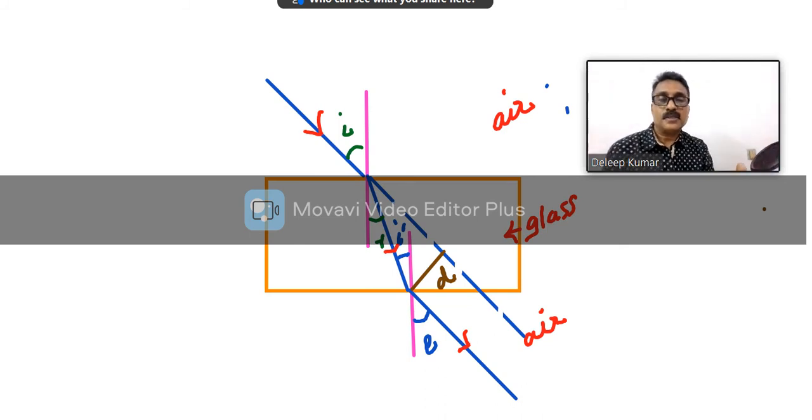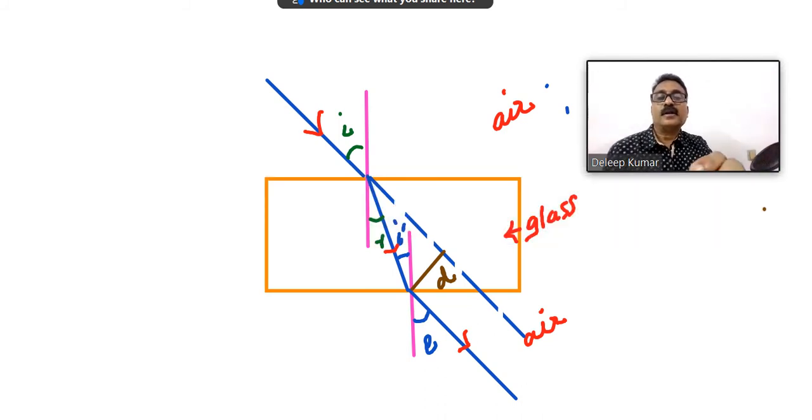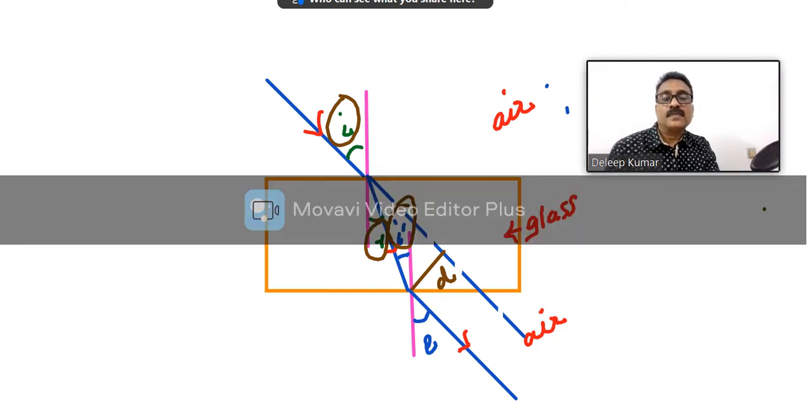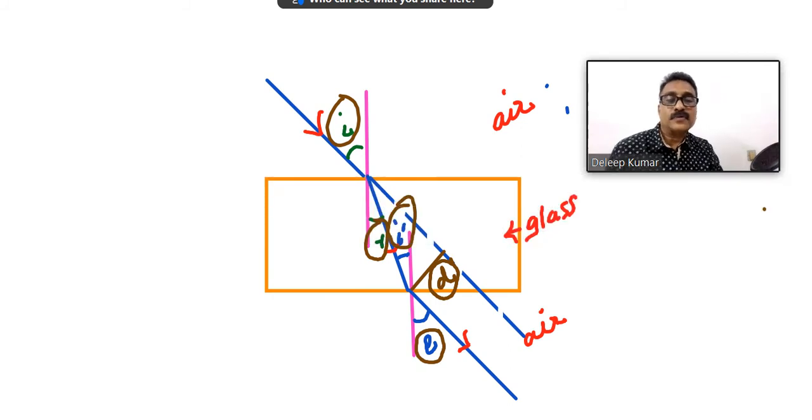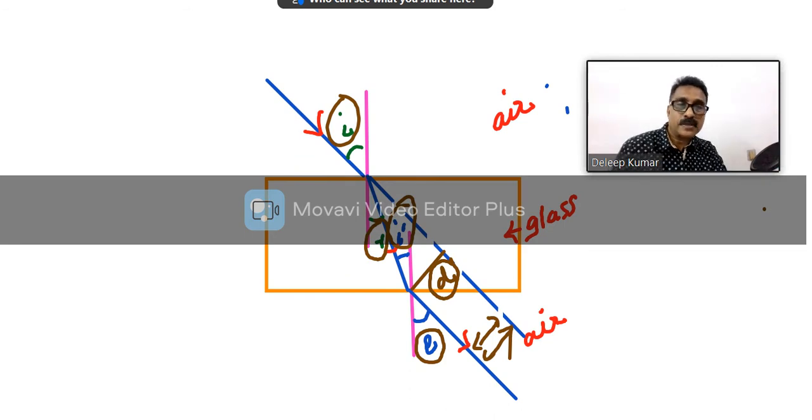Clear? So what are the things you must remember? The angle here is one angle, that's the angle of incidence. This is the angle of refraction. Here is the angle of incidence again inside the glass. This is the angle of emergence, and this is the lateral shift or d. You have to remember this one. Make these lines parallel. No need to draw like this, but just remember that these lines are parallel.